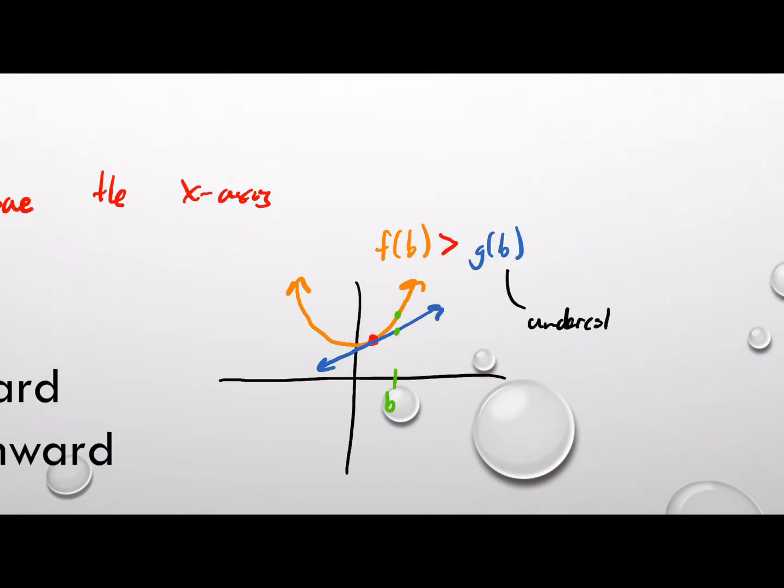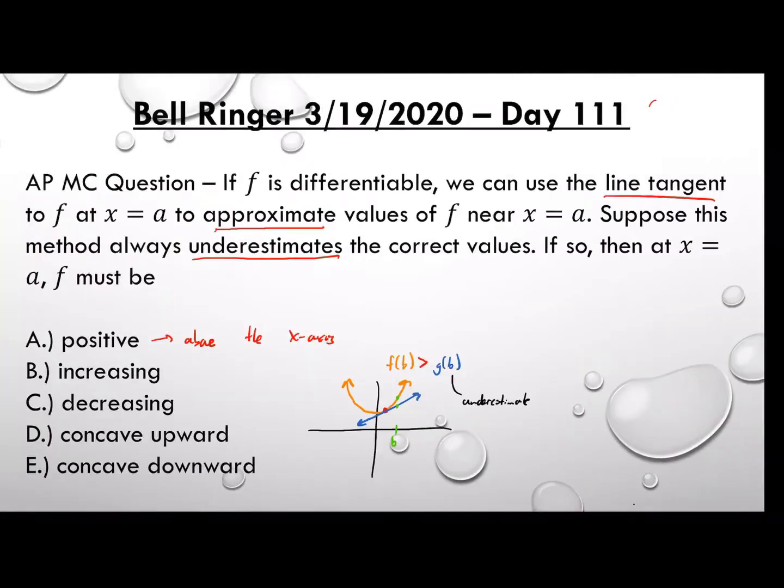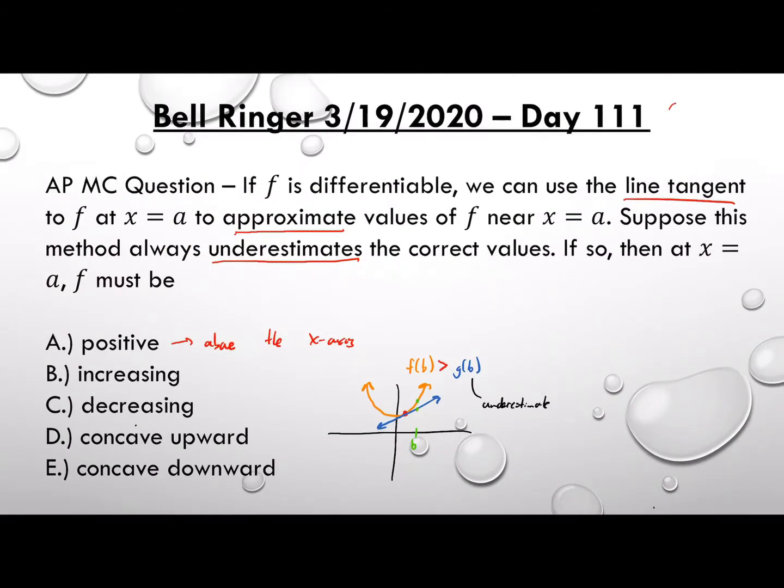The tangent line is always going to give us an underestimate because no matter what x value I'm going to pick, the line is always going to be lower than where the function curve is. The function curve is always going to be higher than where the tangent line is, since the original function graph is concave upward. So that is going to be an answer for this question. That is going to give us the underestimate in all situations.